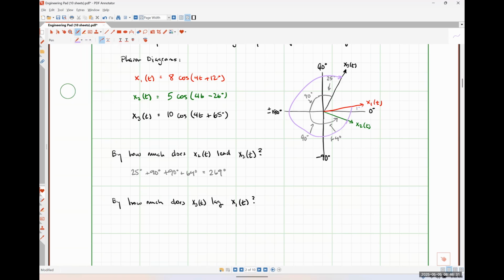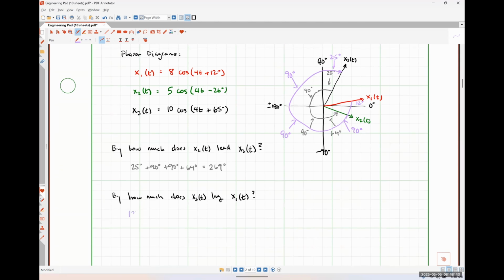So we would have, let's see, this is 12 degrees, and then we've got 90, 90, 90, and this guy right here is 25. So 12 degrees plus 3 times 90 is 270 degrees, plus another 25 degrees.